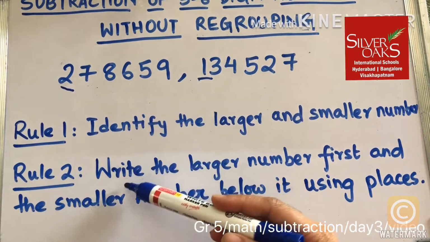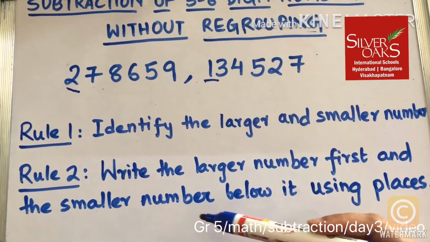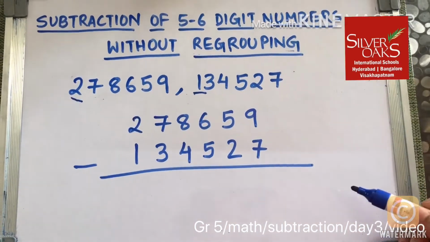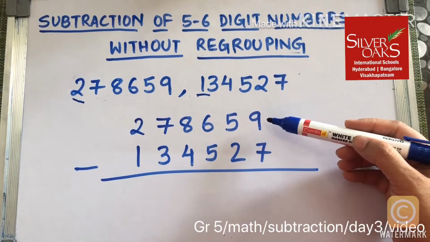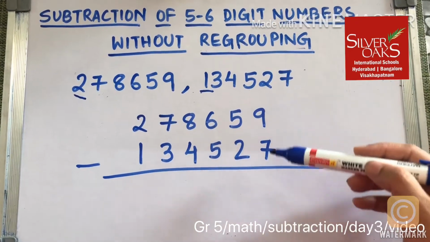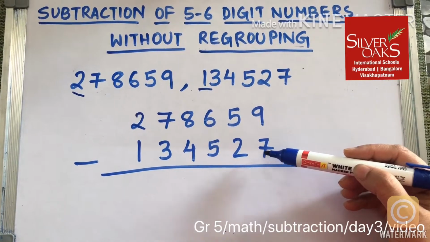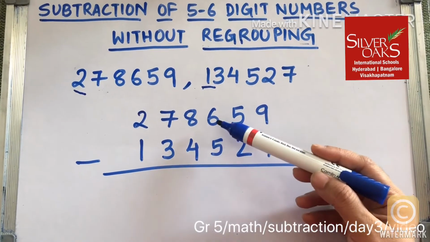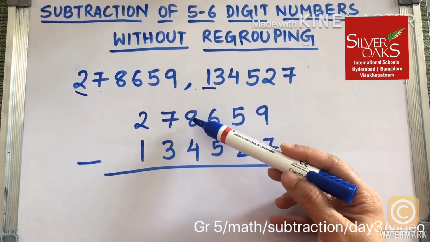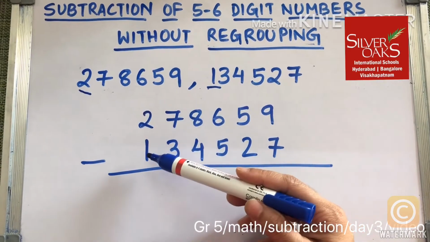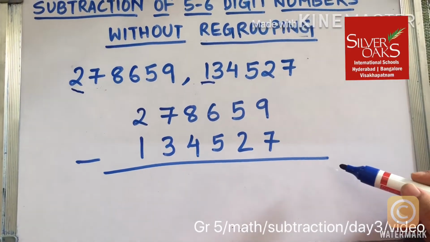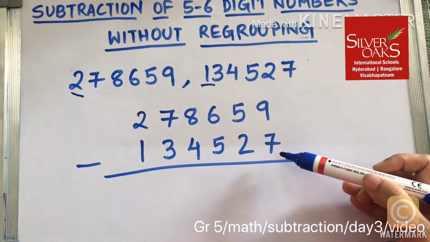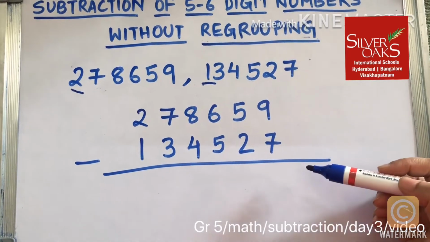Once you have identified, write the larger number first and the smaller number just below it using the places. I have written the larger number first and the smaller number just below it, and 7 is below 9 in the ones place, 2 below 5 in the tens place, 5 below 6 in the hundreds place, 4 below 8 in the thousands place, 3 below 7 in the 10,000s place, and 1 below 2 in the lakh place. So make sure that you have given proper spacing between the numbers and they are aligned properly as per the columns and places.